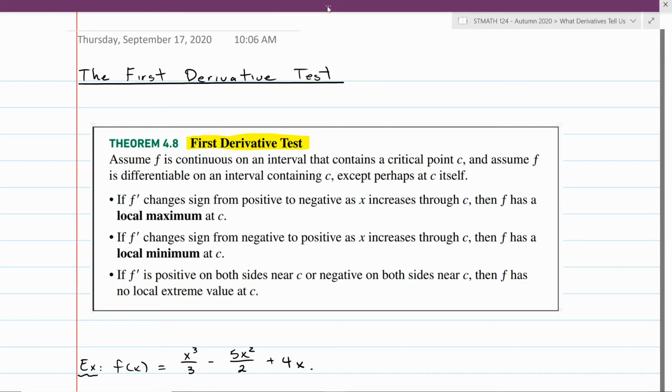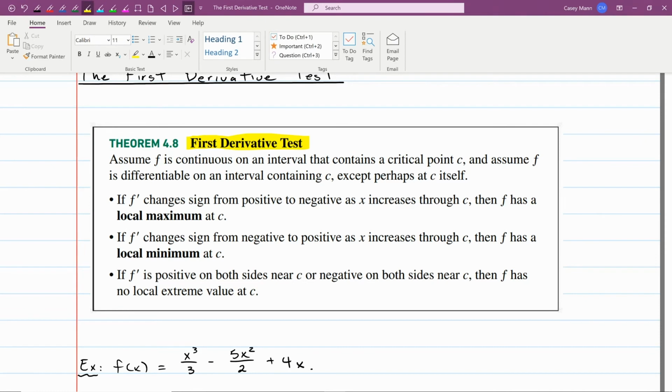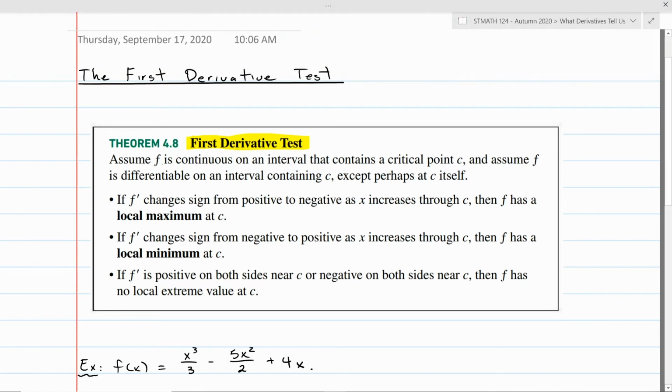There are some hypotheses in this theorem that you want to pay attention to. You've got to assume that your function's continuous on the interval containing the critical point. So that means that we're not looking at a place where there's an asymptote, for example. So the function's continuous at this place where you have a critical point. So that means no jump or break in the graph at that critical point. Now the derivative may be undefined at that critical point, but that just means you might have a corner point or something like that. But we're disallowing any kind of asymptote at this point c.